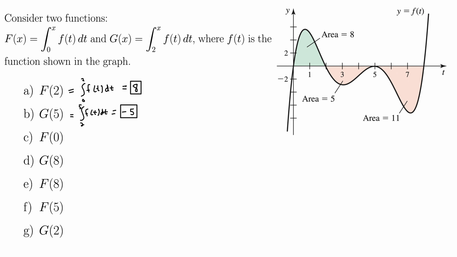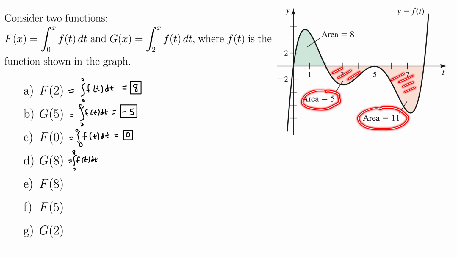Okay, part C says capital F of 0. So we could write this out if we're feeling up to it, though it's not really necessary. We could easily just write 0, but this is technically the integral from 0 to 0 of f of t dt. That's actually one of our properties of integrals too, that the integral from 0 to 0 always equals 0. But we wouldn't really need that property because we can see very clearly from the graph that that's the case. On to D, we have capital G of 8. Well, that's the integral from 2 to 8 of f of t dt. And we can look at our graph up there and see what that says. We're starting at 2. We're stopping at 8. So we have both these areas of 5 and 11. Both of these are below the x-axis. So it's going to be -5 plus -11, giving us -16.